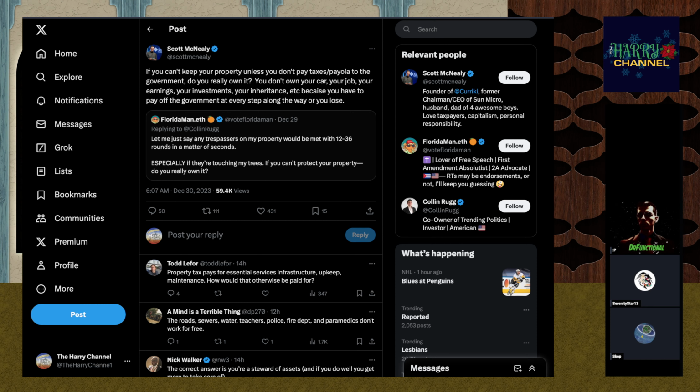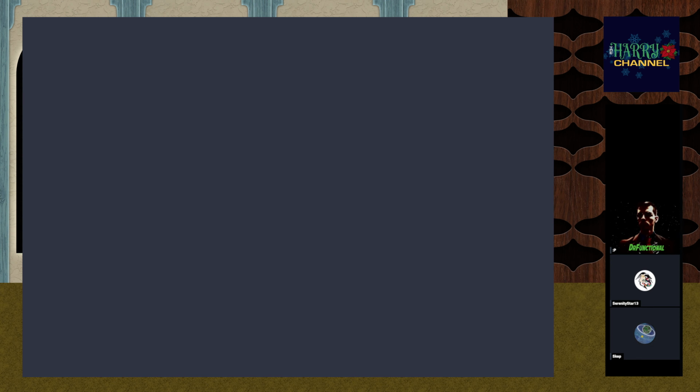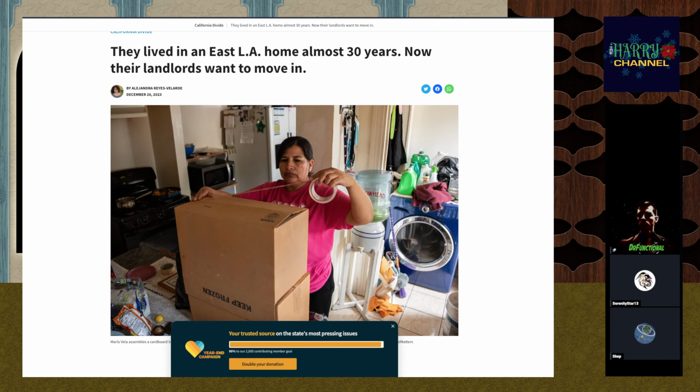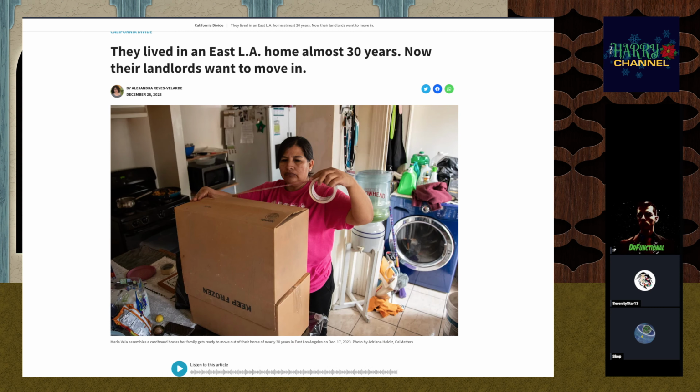Well, I think ownership is actually really important, and just to illustrate the point, there's a family here that was covered in this CalMatters article. They lived in an East LA home for almost 30 years. Now their landlords want to move in. And I'm just like, yeah, that's a thing that happens. I'm sympathetic, I really am. But the fact that you decided to rent for 30 years, the person who actually owns the thing now wants to move into the property, and that means you have to leave. Yep. Sad.